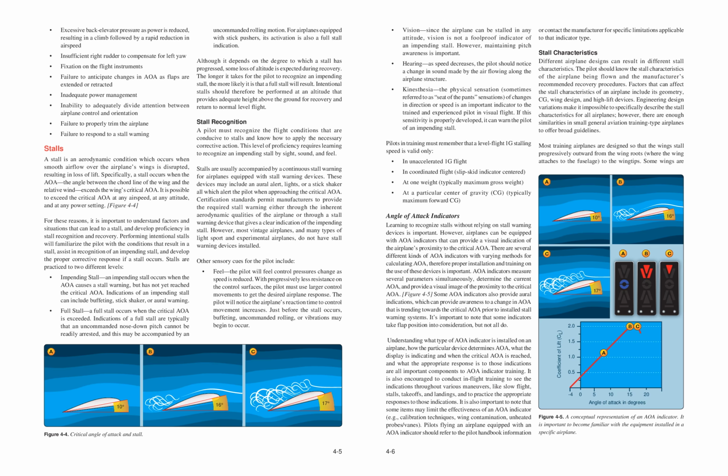It is also important to note that some items may limit the effectiveness of an AOA indicator, for example, calibration techniques, wing contamination, unheated probes/vanes. Pilots flying an airplane equipped with an AOA indicator should refer to the pilot handbook information.